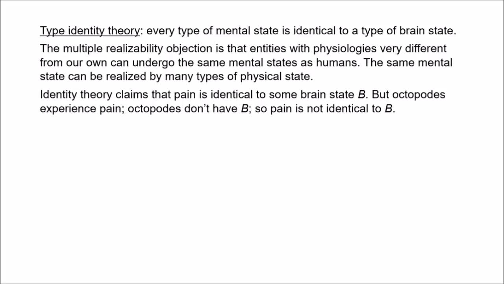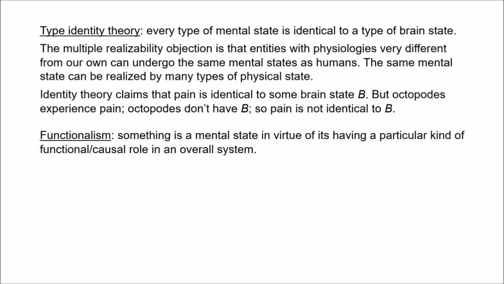Two things can't be identical if you can have one without the other. And obviously, examples like this can be proliferated. Perhaps there could be aliens with minds, or perhaps we could build machines with minds. These creatures wouldn't even have neurons, let alone identical brain states to us. The point is, many types of physical states can realize pain, so pain can't be identical to any type of physical state. This multiple realizability argument was, as I say, one of the main arguments for functionalism.